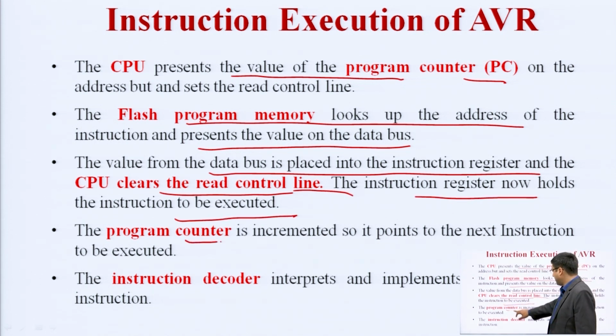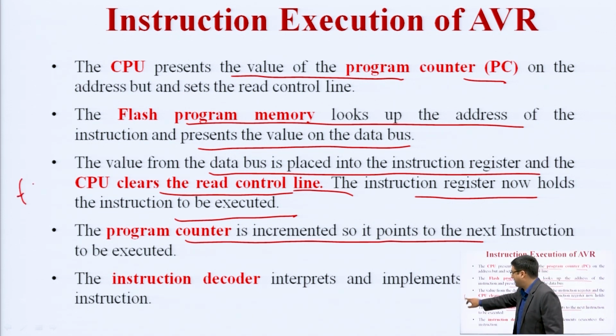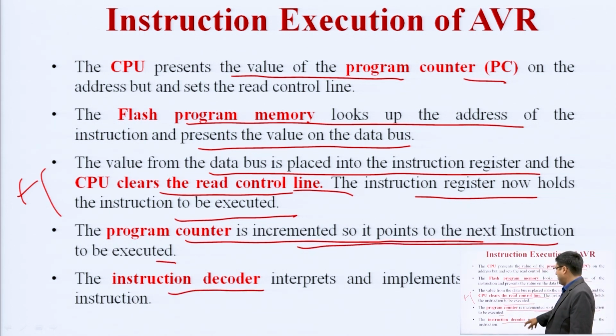The program counter is incremented. What is the meaning of the program counter? We have seen that it points to the next instruction to be executed by the processor. Whenever an instruction is executed, the program counter is incremented by 1, so it points to the next instruction to be executed. The instruction decoder decodes whatever instructions it gets in these units.